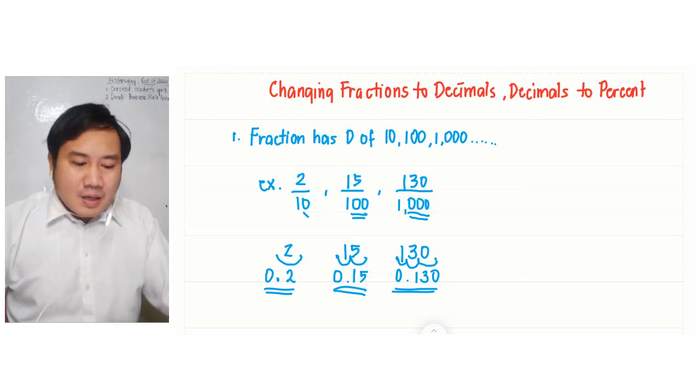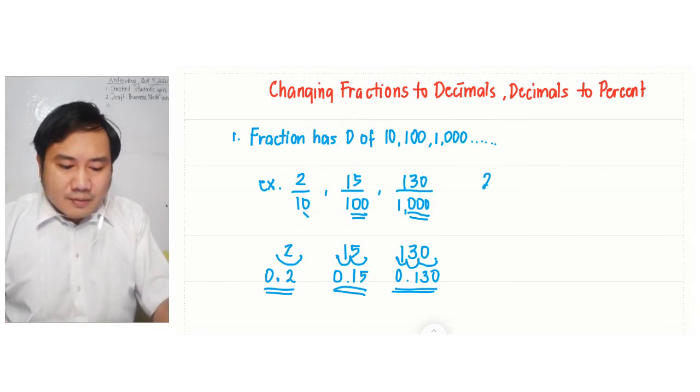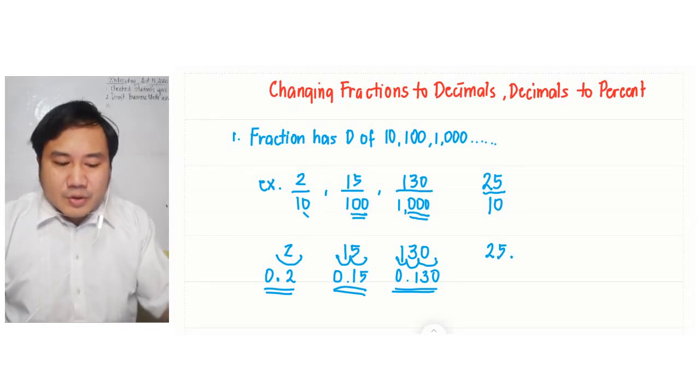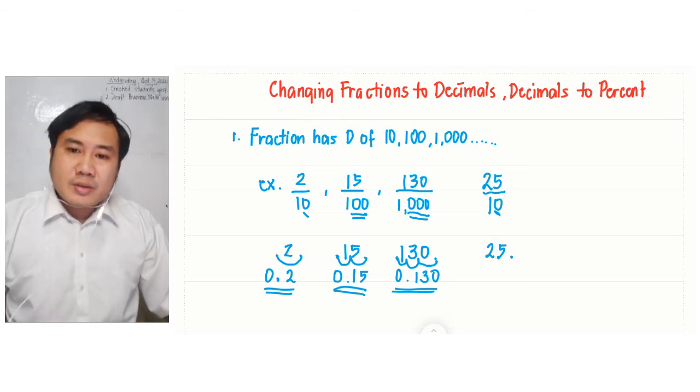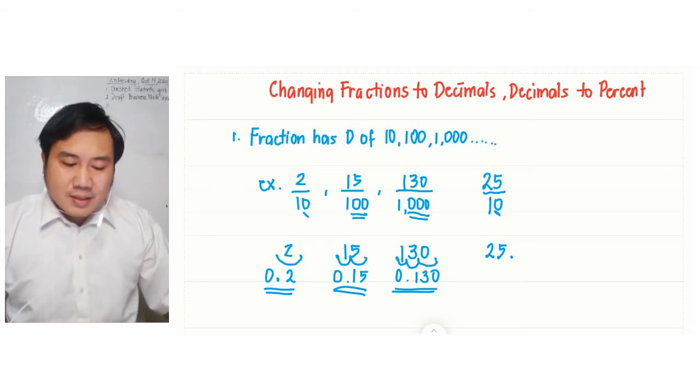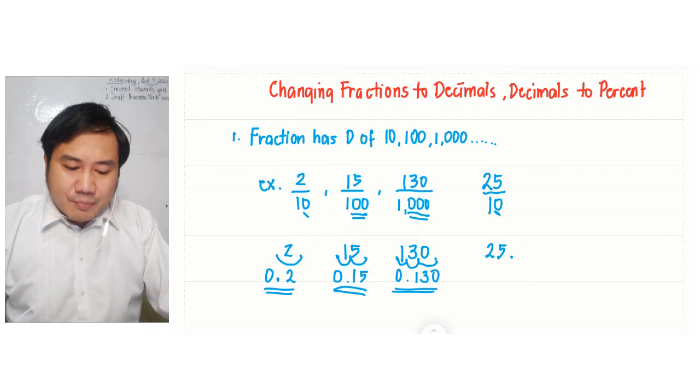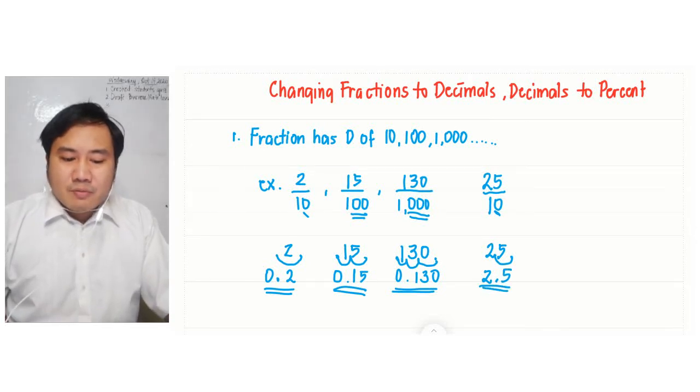Okay? How about 25/10? Write the numerator 25. Then this is your decimal point. You have 1 zero in your denominator. Therefore, there's 1 decimal place sa decimal number. Move your decimal point to the left. Isa lang. So, therefore, it's 2.5. 25/10 is 2.5 in decimal.